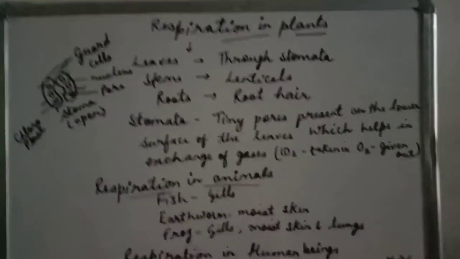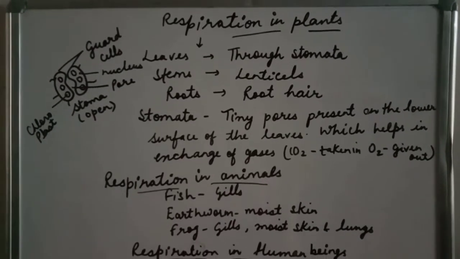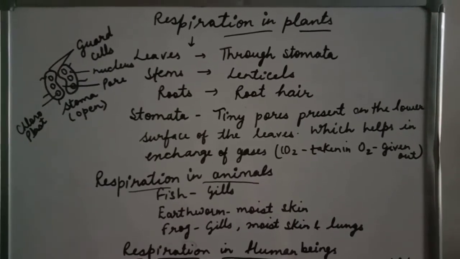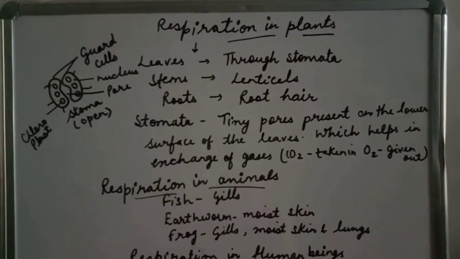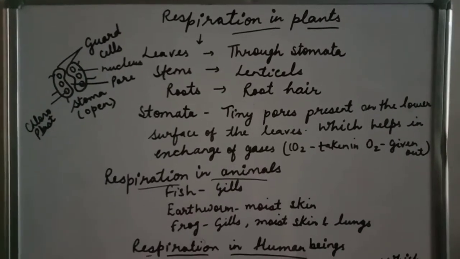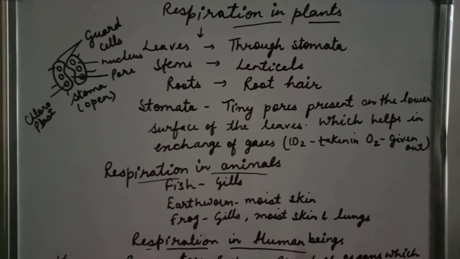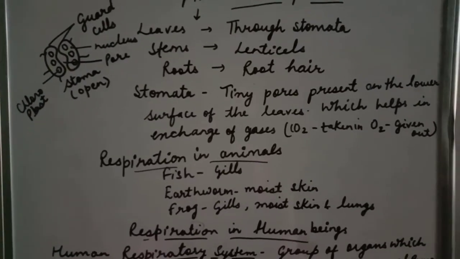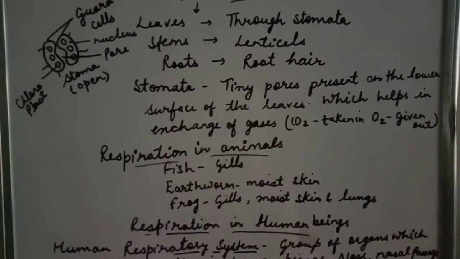Now we'll see respiration in plants. In plants, we are having stomata in leaves, lenticels in stems, and root hair in roots. So plants respire with the help of these structures. In leaves, they respire through stomata. In a stem, they respire through lenticels, and in roots, they respire through root hair. Now, if we talk about the stomata, these are the tiny pores present on the lower surface of the leaves, which help in exchange of gases.